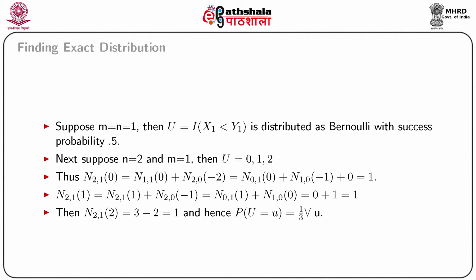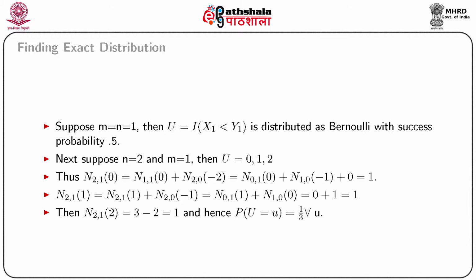Now, we consider a few examples on how to use the recursion relation. First of all, note that for m equal to n equal to 1, U is nothing but the indicator of x1 less than y1. And an indicator variable generally takes only two values 0 and 1. Thus, U for m equal to n equal to 1 has a Bernoulli distribution with success probability P(x1 less than y1). Under the null hypothesis f equal to g, x1 less than y1 and x1 greater than y1 are equally likely. Therefore, the probability of x1 less than y1 is half under the null hypothesis. And hence, U has a Bernoulli distribution with success probability 0.5 under m equal to n equal to 1.